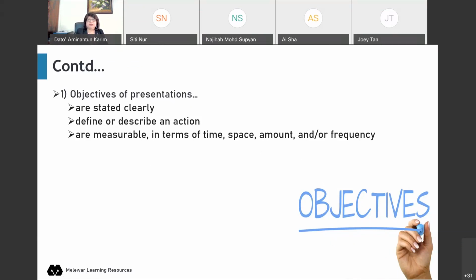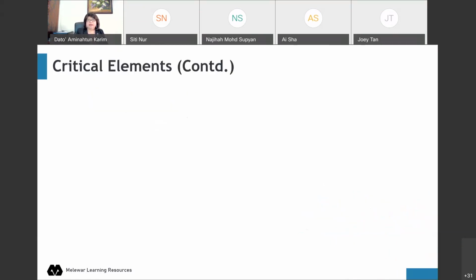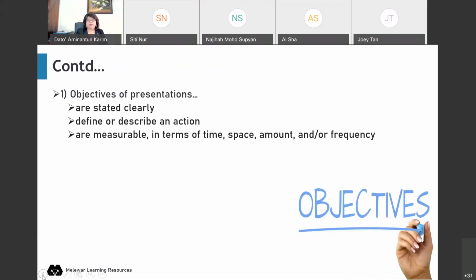And it's measurable. Time, space, amount, or frequency. So always when you formulate your objective, you think in terms of this. In terms of time, in terms of space, in terms of amount, and or frequency, right?